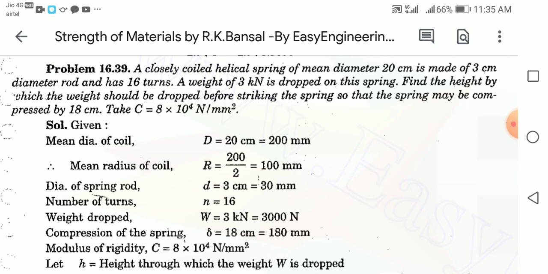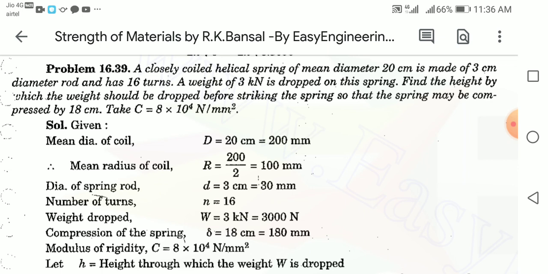So the first step is given data. In the given data, you can convert the values in terms of millimeter and loads in Newton. So here the mean diameter of the coil is given as 20 centimeter, which is 200 mm. Then the mean radius of the coil is 100 mm. Then the diameter of the spring rod is given as 3 centimeter, that is small d.